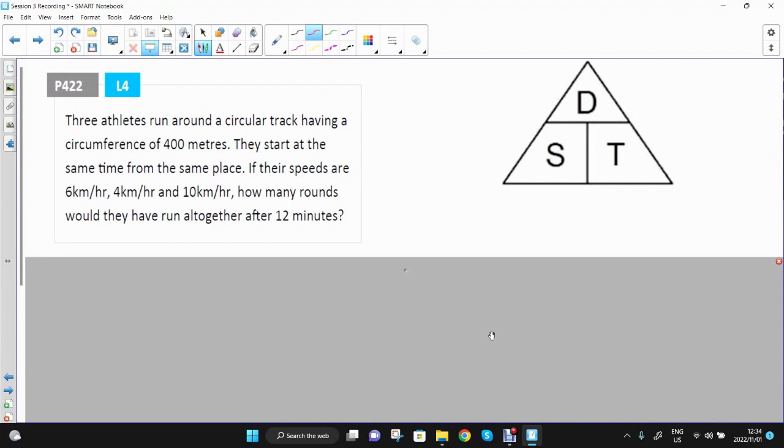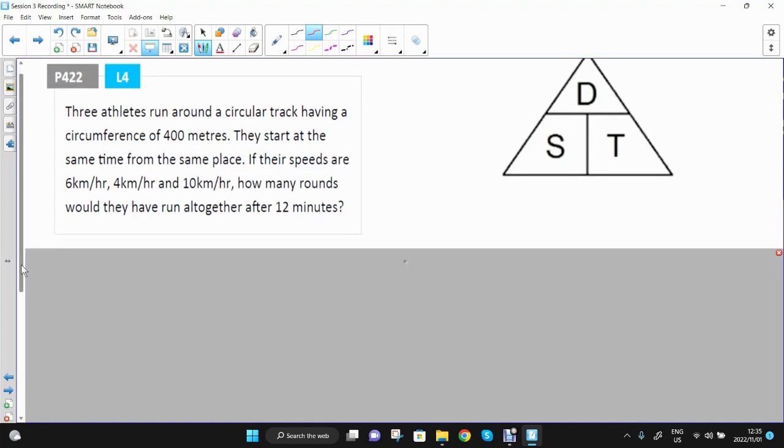Three athletes run around a circular track having a circumference of 400 meters. They start at the same time from the same place, and they have 3 different speeds. How many rounds would they have run all together after 12 minutes?